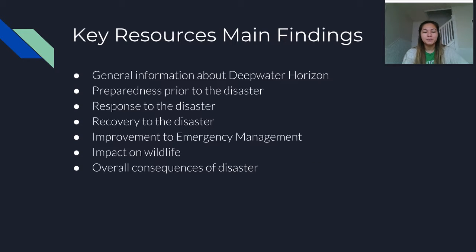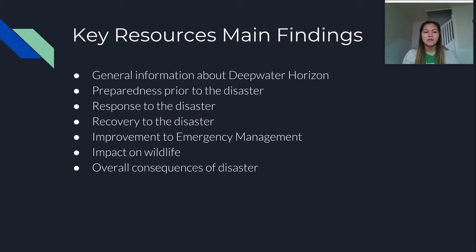Okay, so some of my main findings from my resources. First, general information about Deepwater Horizon, like background information and how things were typically run on that oil drilling rig. Another main finding was preparedness prior to the disaster. Apparently they had a very lax, or lazy, approach to how they ran their safety programs and other things like that, which ultimately led up to a disaster such as this.